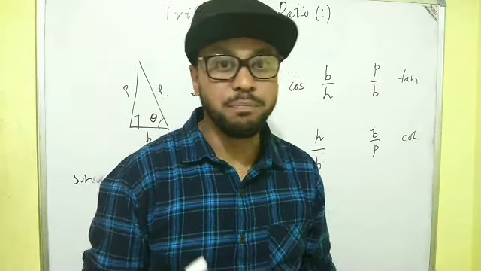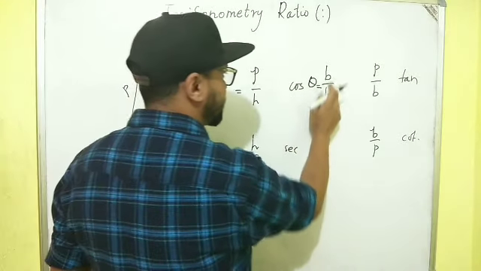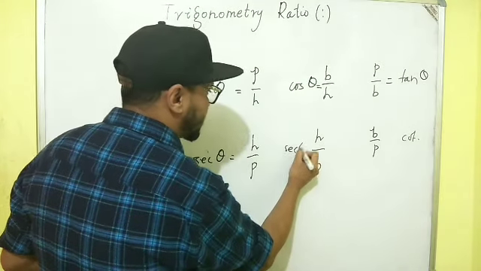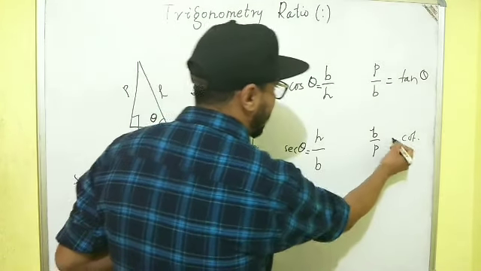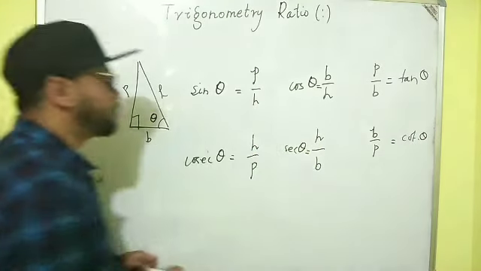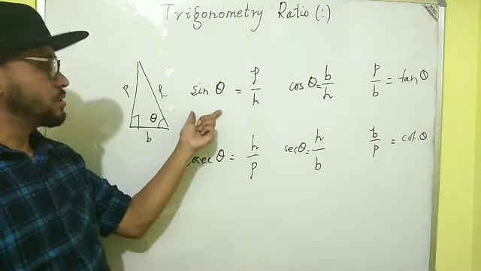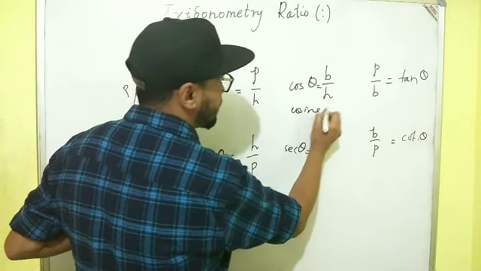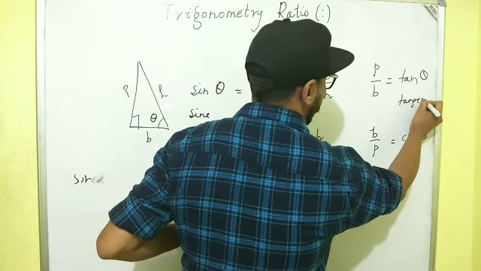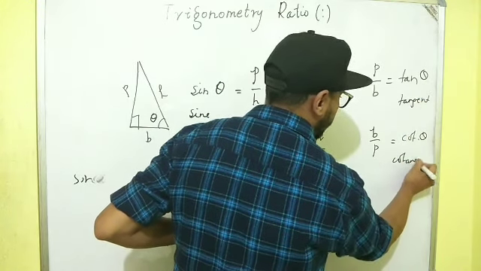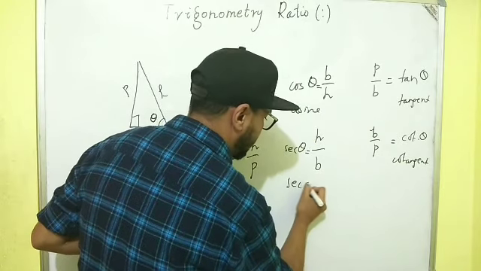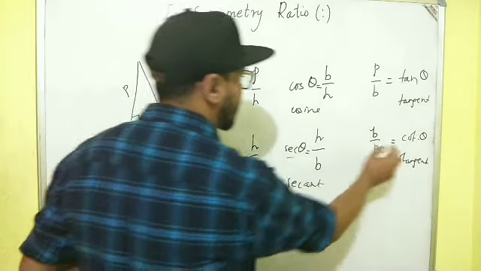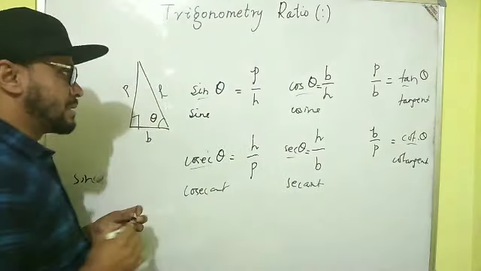So sine theta is P by H, cos theta is B by H, tan theta is P by B, cosec theta is H by P, sec theta is H by B, and cot theta is B by P. Now these are the short forms. Actually it is sine, cosine, tangent, cotangent, secant and cosecant, but we write in short cosec, sec, cot, tan, cos and sin.